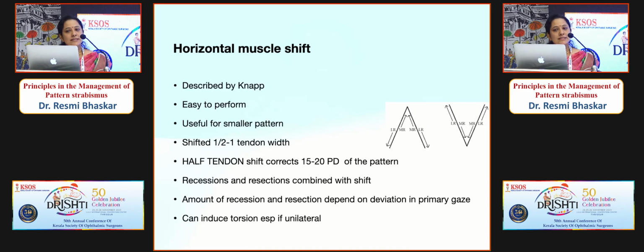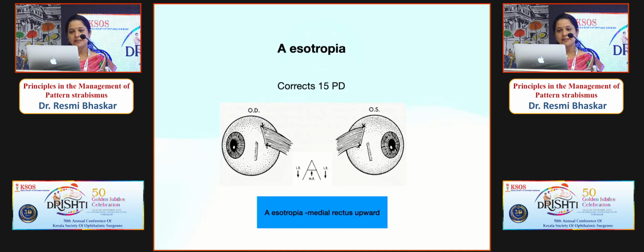So horizontal muscle shift was first described by Knapp. Is it easy to perform? Then you do oblique muscle surgery. It is useful for smaller patterns. You shift half to one tendon width, and half a tendon width shift will correct around 15 to 20 prism diopters. You can combine it along with the recessions or resections. The amount of recession and resection will depend upon the deviation in the primary position. The only problem is it can sometimes induce torsion if done in unilateral cases.